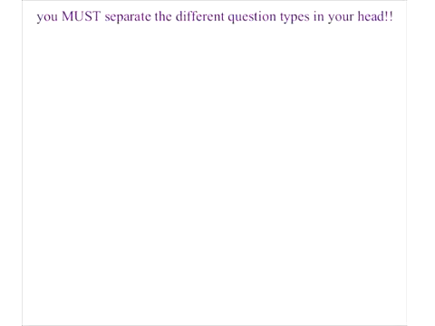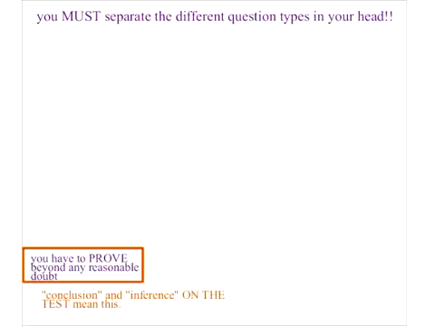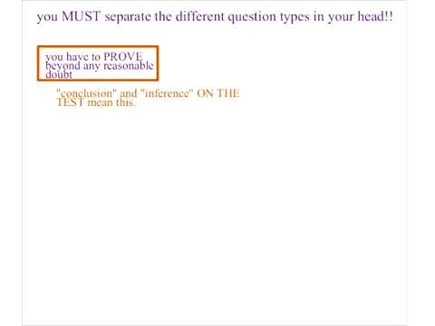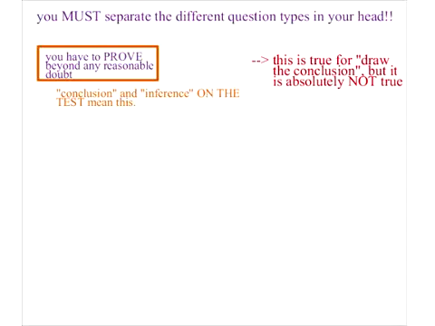So notice here's what we wrote about draw the conclusion on the last page. This is true for draw the conclusion, but it's absolutely not true for other question types. If you apply it to other question types, you're going to get in really big trouble. In particular, if you try to apply this to strength and weaken type questions, which are the most common question type, you're going to be in very big trouble.